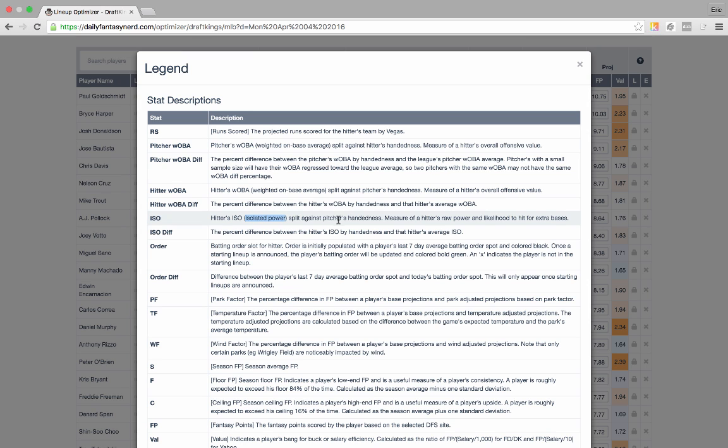And this is also a split based off of the pitcher's handedness. This is a measure of the hitter's raw power and likelihood to hit for extra bases. So this is actually a more useful heuristic for measuring the hitter's likelihood of hitting a home run than historical home run numbers. And it's a useful stat for GPPs because you're looking for upside.